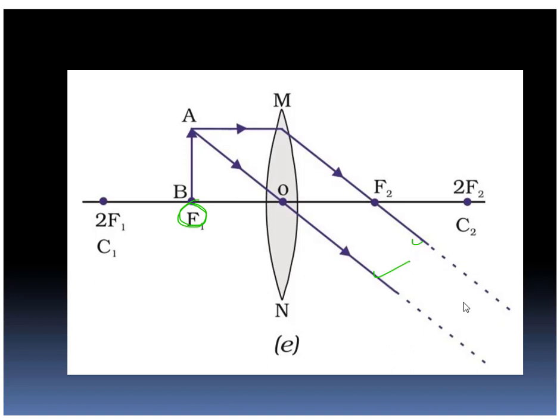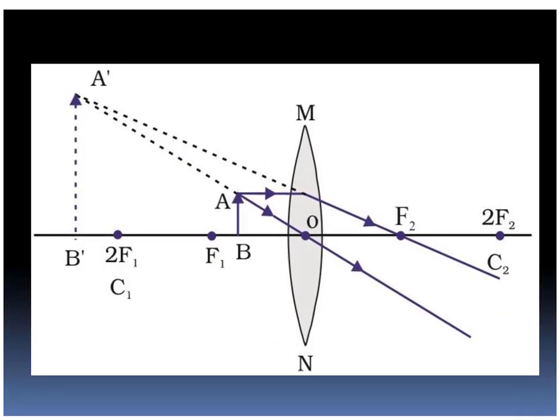So here, as you know that parallel lines never meet, so we assume that at infinity the image will form. Okay. So here the size of the image will be very highly magnified. Then the image is formed at infinity.